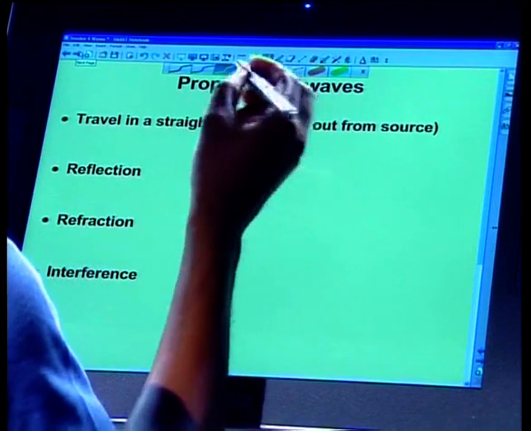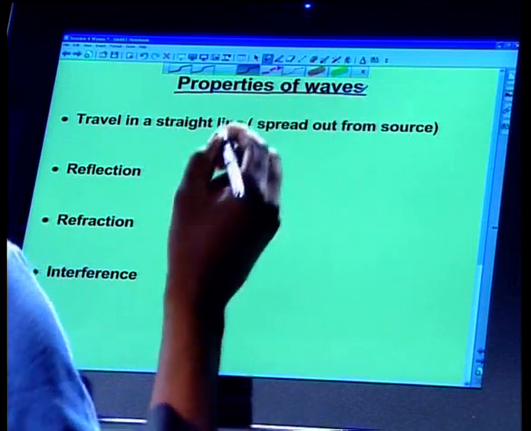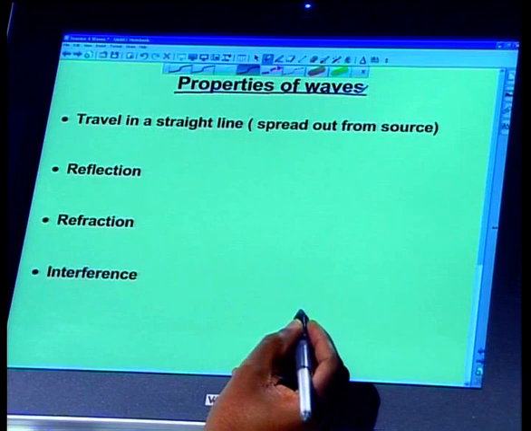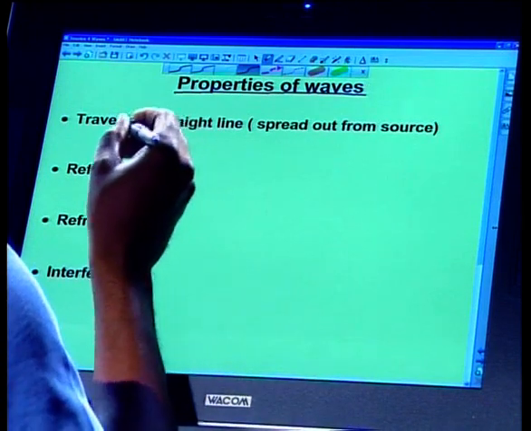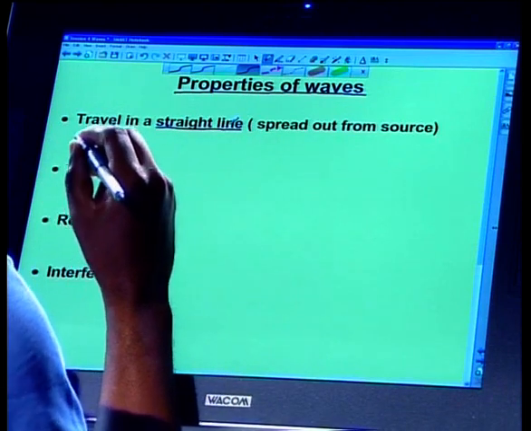Let's come to talk about properties of waves. Now, we need to know that waves travel in straight lines. They don't bend around. Once they start traveling in a medium, a wave will travel in a straight line. It will not curve and move about, things like that. It will travel in a straight line unless something happens to it, unless it is disturbed on its path.